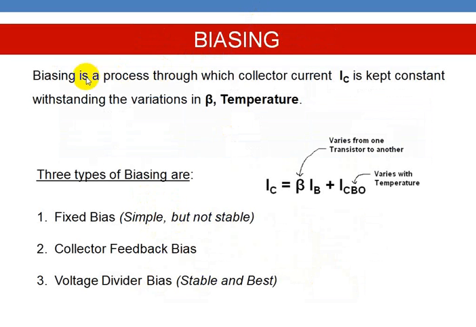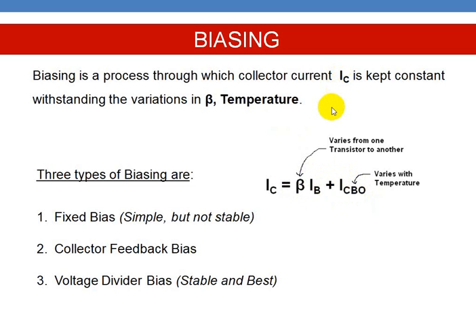Then coming to biasing: biasing is the process through which the collector current IC is kept constant, withstanding the variation in beta and temperature. So the collector current is given by this formula: beta times IB plus ICBO, the collector to base current with the emitter terminal open. Beta varies with temperature. Also this parameter ICBO varies with temperature. So because of this variation in beta and ICBO, the collector current is likely to vary.